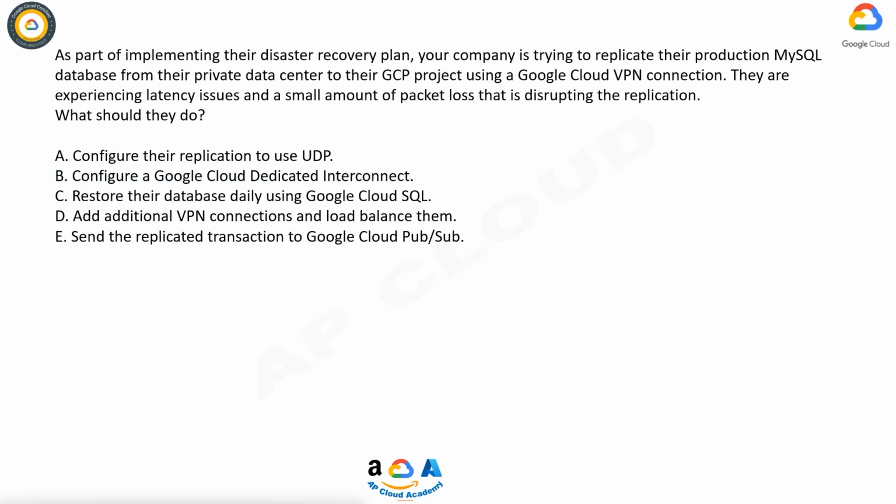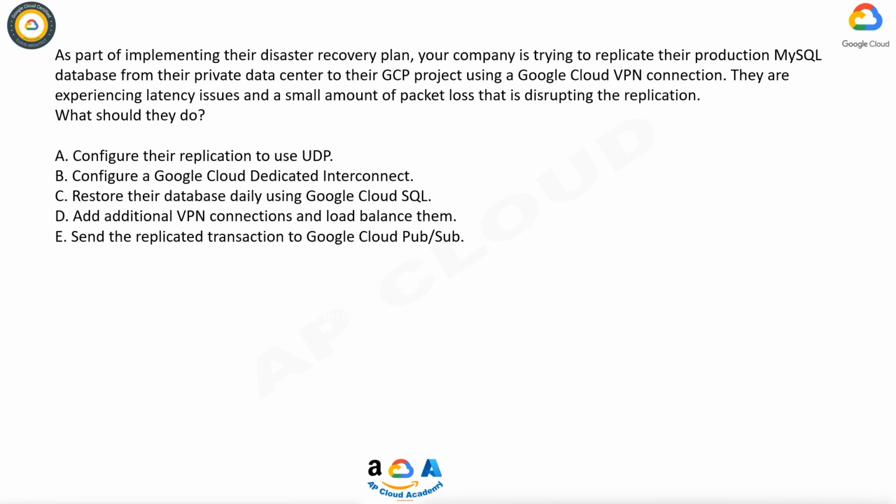As part of implementing their disaster recovery plan, your company is trying to replicate their production MySQL database from their private data center to their GCP project using a Google Cloud VPN connection. They are experiencing latency issues and a small amount of packet loss that is disrupting the replication. What should they do?